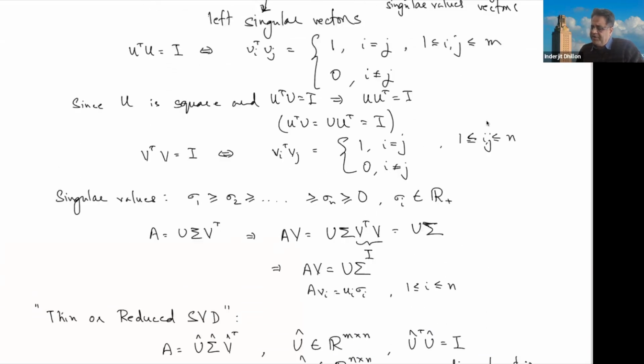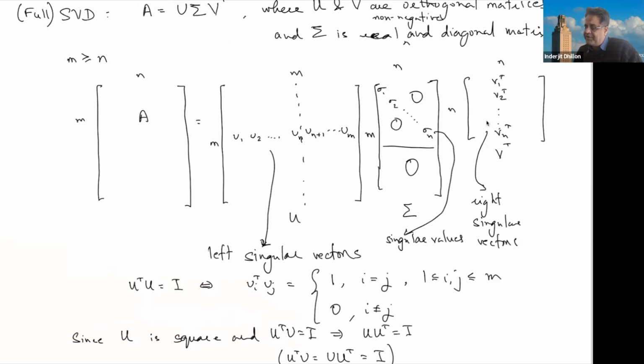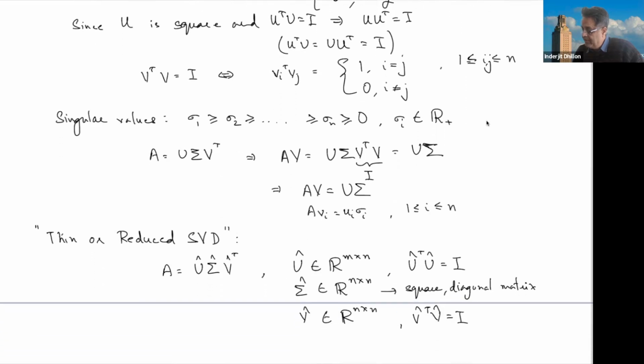And really, I'm not doing anything new. If you know about the full SVD, the thin SVD actually just follows, because what you can do is you can take this part of U, and this is just U hat. So the m by n matrix with the first n left singular vectors forms U hat.